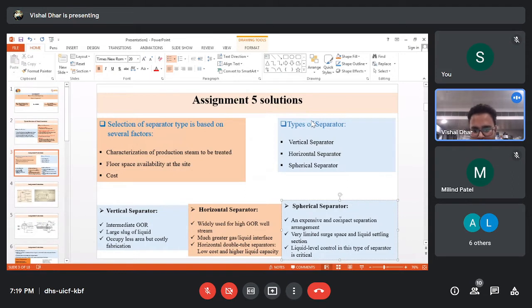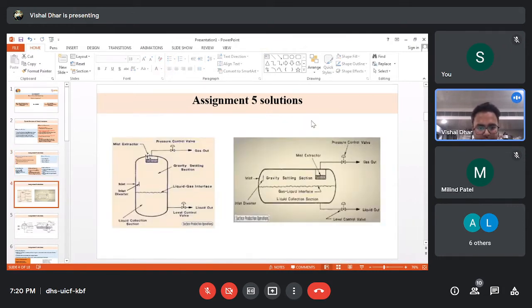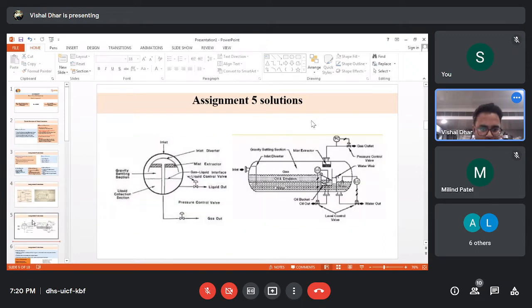The spherical separator is an expensive and compact separation arrangement. Where the area is very limited, we use a spherical separator, but mainly we use vertical and horizontal separators all over the world. It is used where the area is small and there is very limited surge space and liquid settling space available. Liquid level control in this type of separator is very critical. Here I have different types of separator. First is the vertical separator, second is the horizontal separator in this picture, and this is the third, the spherical separator.